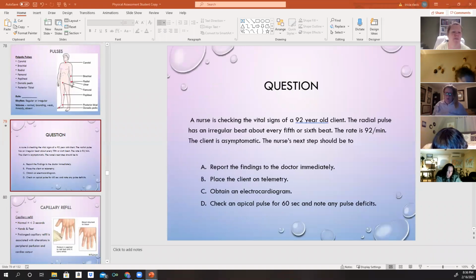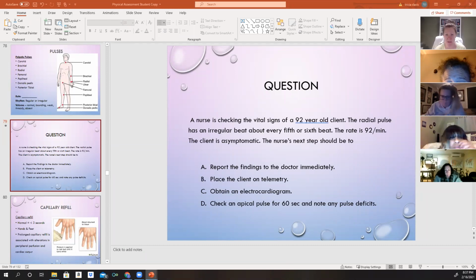Okay, you want to know that. Our nurse is checking the vital signs of a 92-year-old client. The radial pulse has an irregular beat about every 5th or 6th beat. The rate is 92. The client is asymptomatic. The nurse's next step should be.